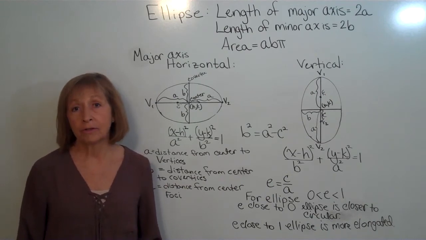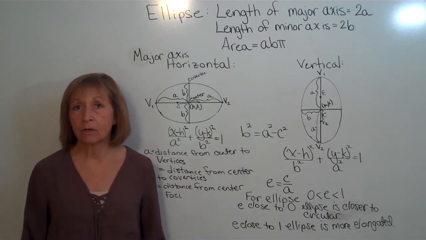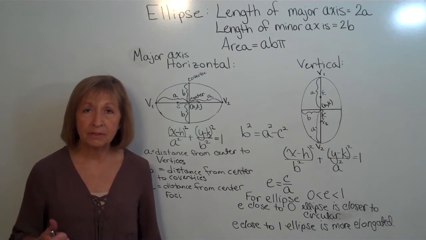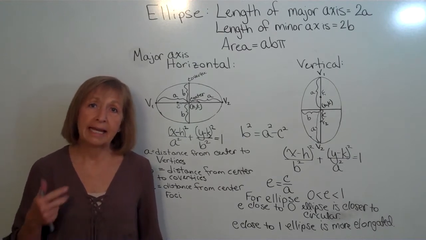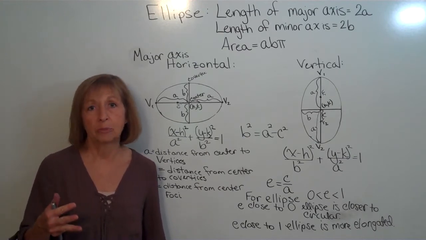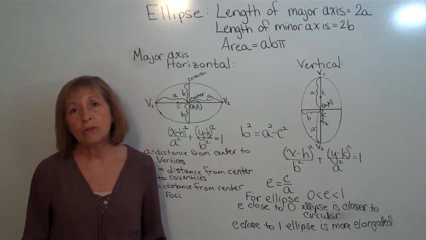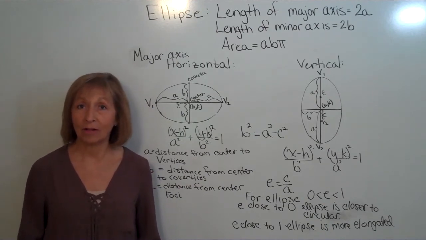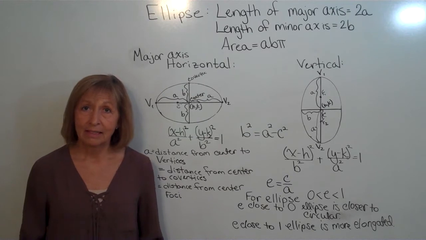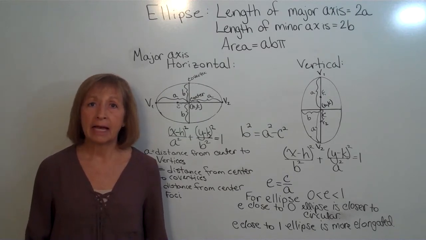Now, other curves that you can get from slicing a cone with a plane: an ellipse, a circle, and a hyperbola, and then again the parabola. So there are four. And those four curves make up what are called the conic sections. In this video we're going to look at the conic section, the ellipse.